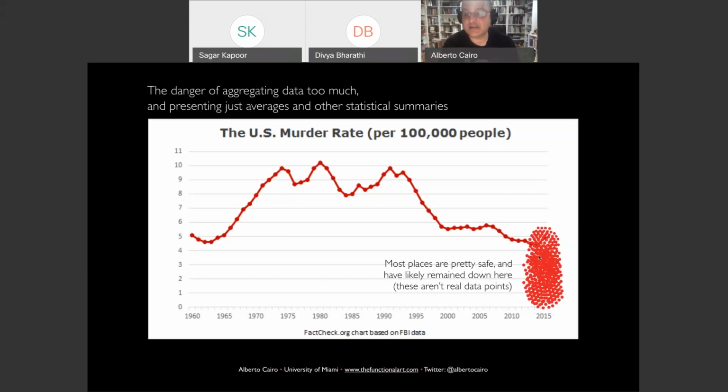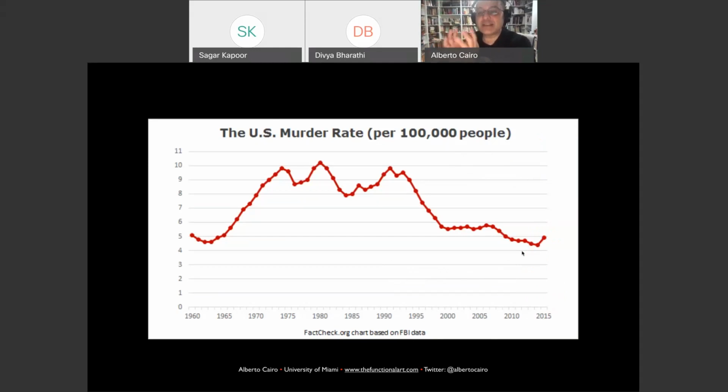Now, the challenge here is that the distribution of the data is very skewed. There have been some places in the United States in which the murder rate in the past 5 or 6 years has increased so much that they distort the national rate. The number of murders in those places has increased so dramatically that those extreme values distort the national rate a little bit. So that doesn't mean that this chart is wrong. It's only that the chart needs further explanation and context.